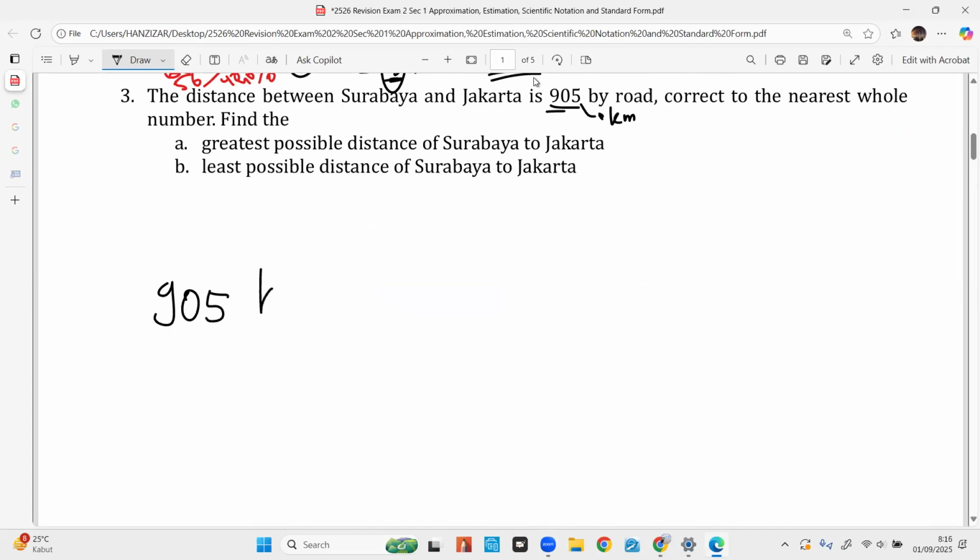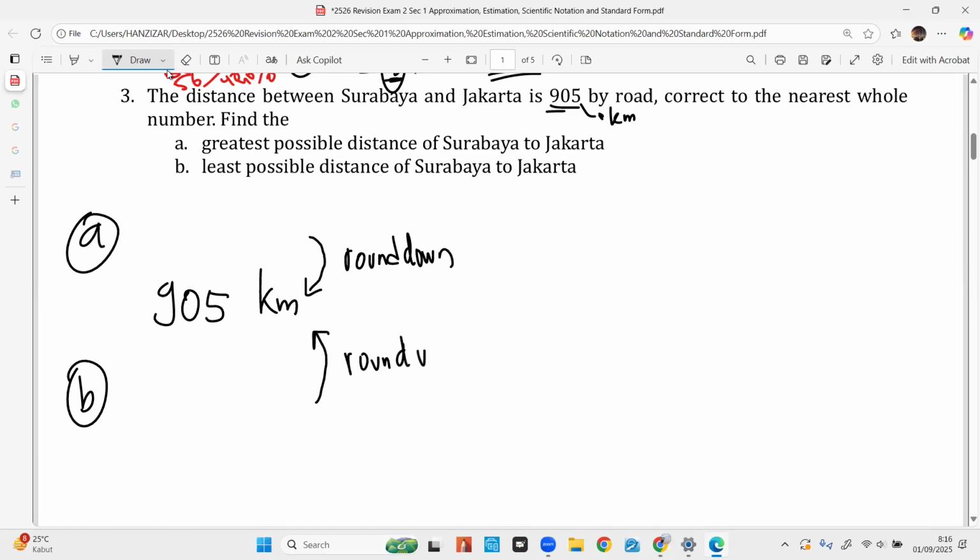We are trying to find the greatest possible number, and then the least possible number of the distance. Then the idea now is to find what is the greatest number that if you round, you still get 905. So you are rounding down. And this you round up.